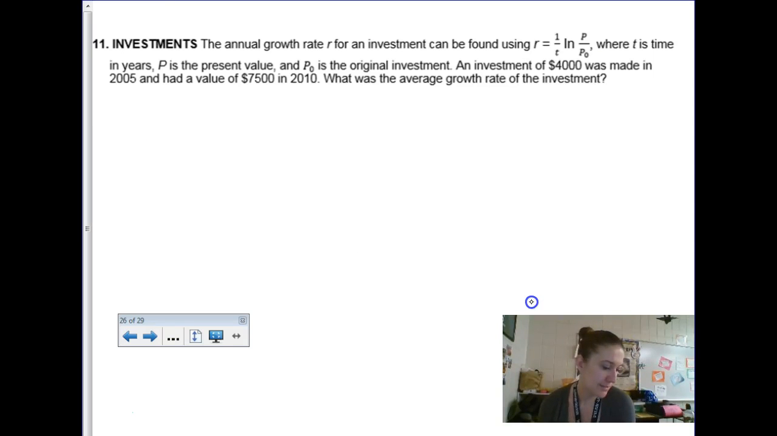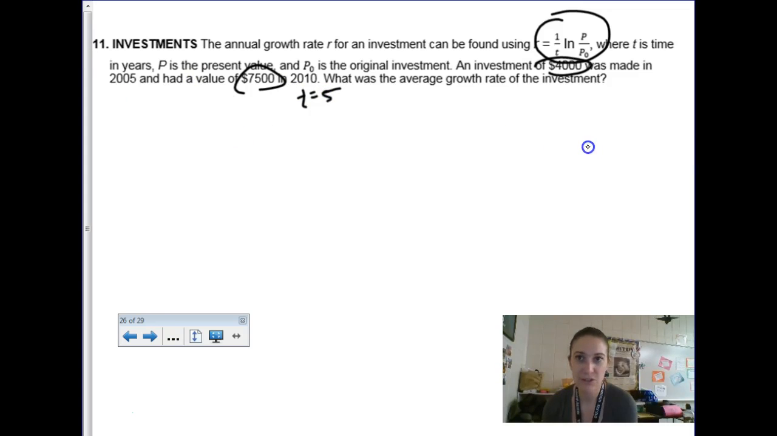Alright, investments. This is a good one. They give you a nice formula here to use. And then P is the present value, P sub naught is the initial investment. So here's your initial investment. And they want it to get to 7,500 in 2010. So the amount of years that have gone by, 2005 to 2010 is 5 years.